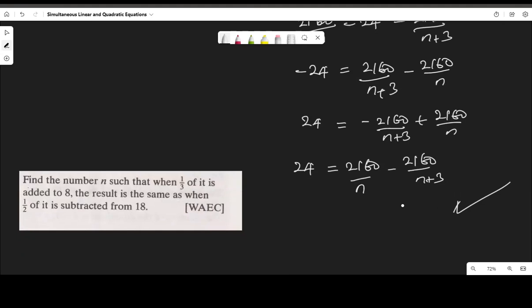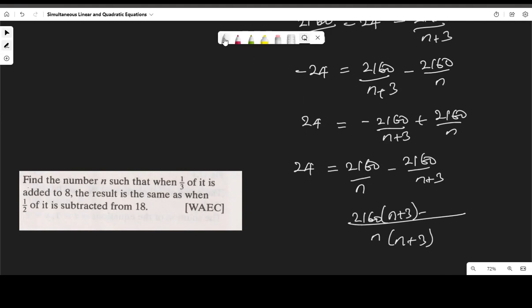LCM of n and n plus 3 is n times n plus 3. We have n times n plus 3. This divided by this n will be gone, so I'll be left with 2160 times n plus 3 minus, if I divide it by this, I'll be left with only n. So I'll have minus 2160 times n. So 24 is equal to this.